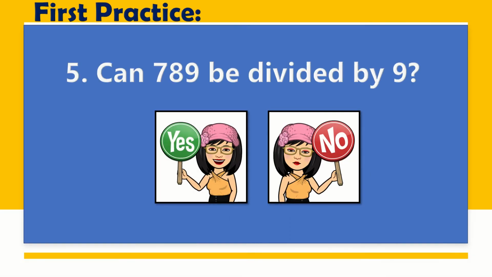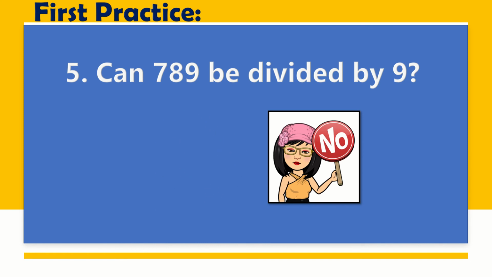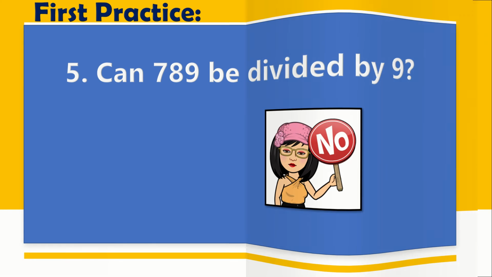Another, for number 5, can 789 be divided by 9? Is it a yes or a no? The answer is no. Because 7 plus 8 is 15, plus 9 will be 24, and 24 is not divisible by 9.